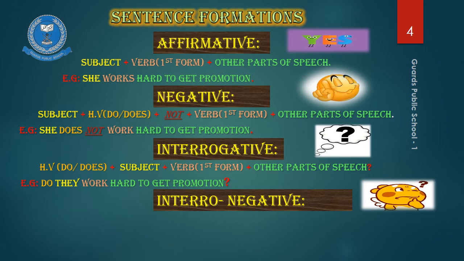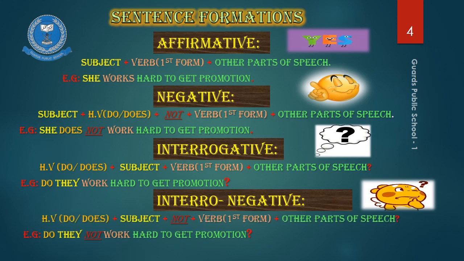Similarly, for interrogative negative or intronegative sentences, as it is generally called, the formation is like we have helping verb in the beginning, subject, the word not, then first form of verb and the other parts of speech. For example, do they not work hard to get promotion?